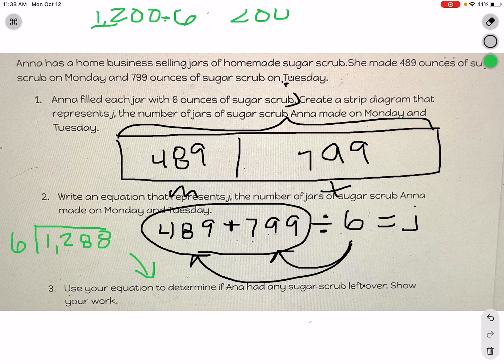So 6 divided into 1,288. Well, we know 6 can't go into 1. 6 can go into 12. Again, but like I said, I'm going to do this with a partial quotients method. So I'm going to pick a number. Well, we said we know that 200 is a good estimate here, and that 6 will go into.